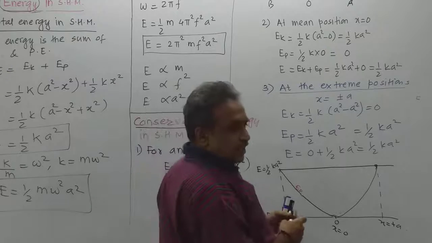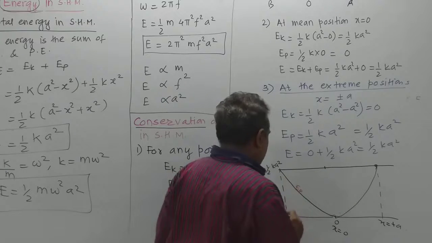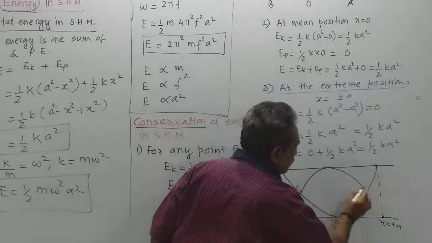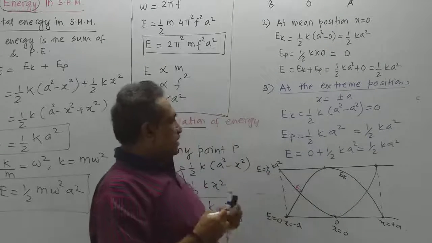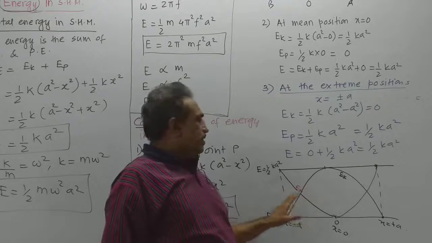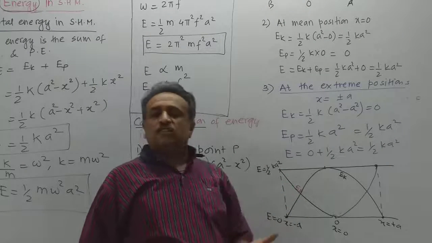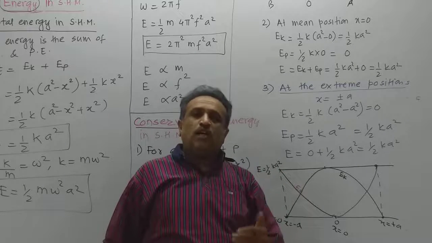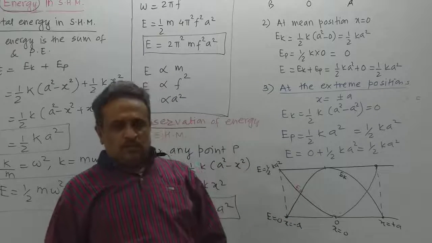Now I will draw a kinetic energy graph. Kinetic energy is maximum at mean position and it is 0 at extreme positions. Again it is also a parabolic curve, and this is the Ek graph. You can see at any position the total energy is constant. At an intermediate position there is partially potential energy and partially kinetic energy, but total energy is constant, and this is called conservation of energy in SHM. Now I stop here for this moment. I have discussed energy in SHM.